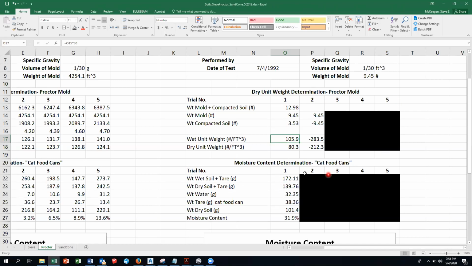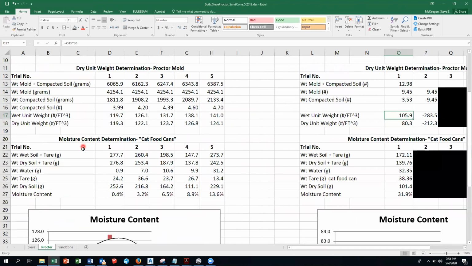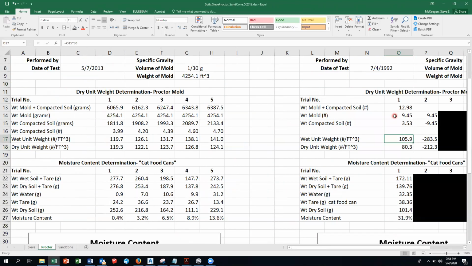And don't forget, he does like 5 or 6 of these samples, and each sample has an increased moisture content, and then that's what's going to create the bell curve, which is what you see over here for the other example. Okay? So what he's doing now is he's weighing it with the soil, and then he'll get his net weight.